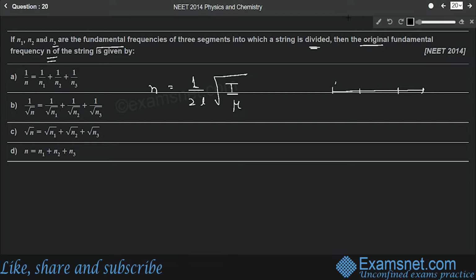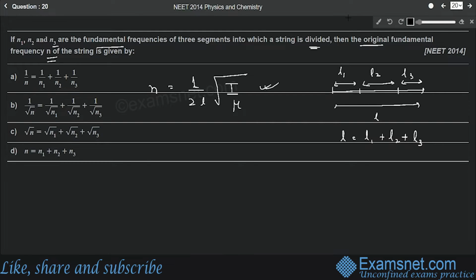So it is not given that it is divided into three equal segments. That means the length of the segments can vary. Okay, suppose this is L1, this is L2, this is L3. So the total length of the string, that is L, will be equal to L1 plus L2 plus L3.